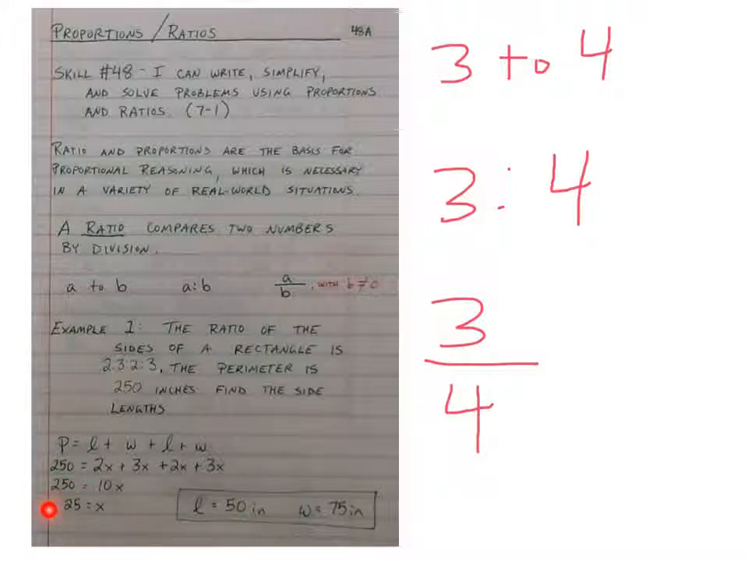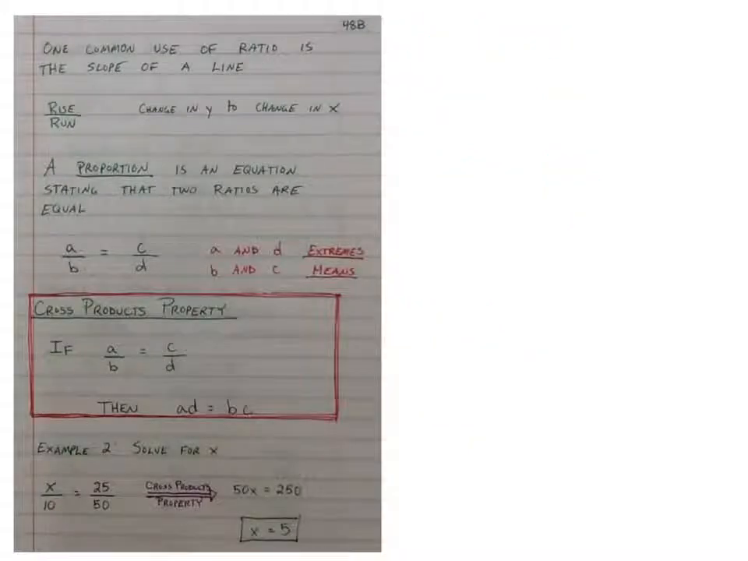Once we know that, we can go back and see that the length is 2 times x, and the width is 3 times x. At the end of the lesson, we'll take a look at another ratio problem involving angles in a triangle. As I said, one common use of ratio is the slope of the line, so rise to run or change in y to change in x.